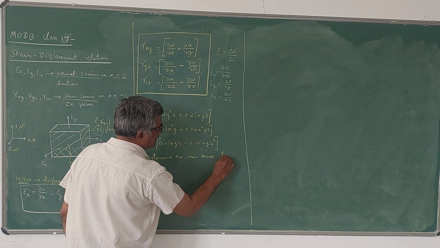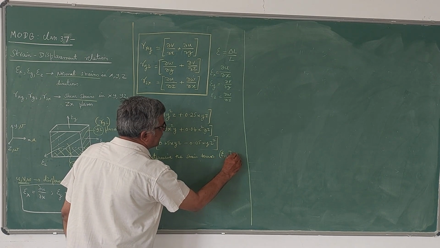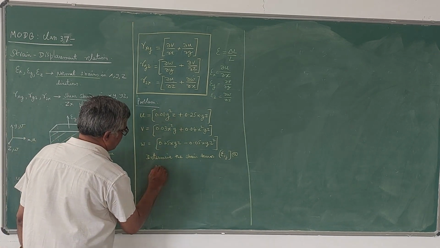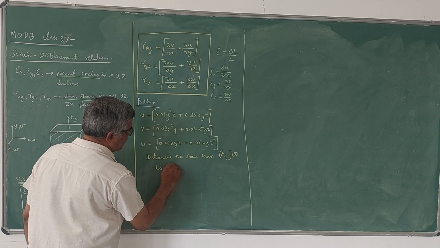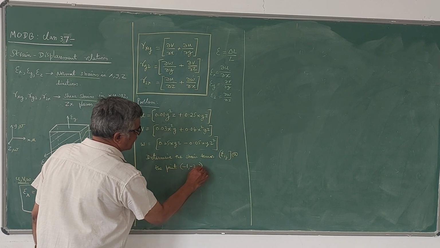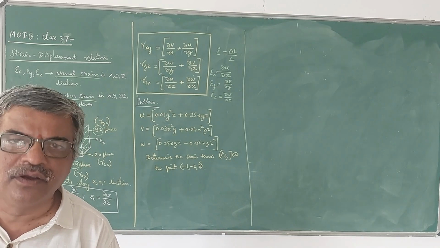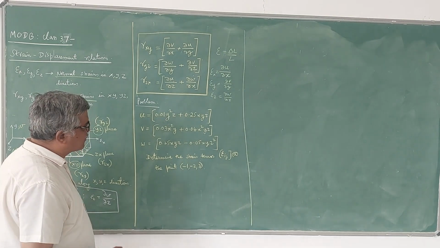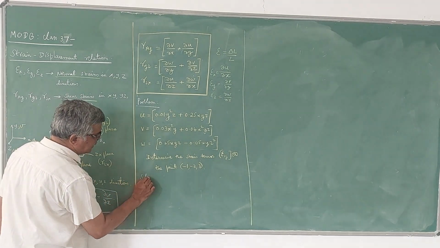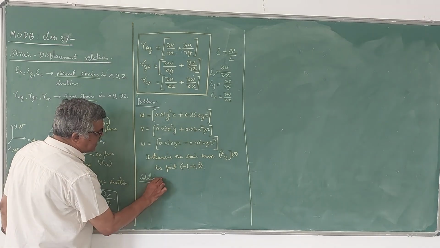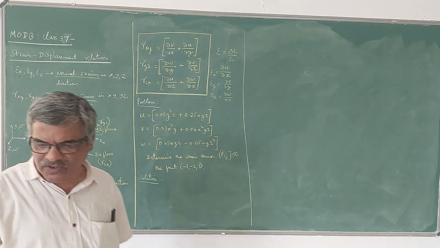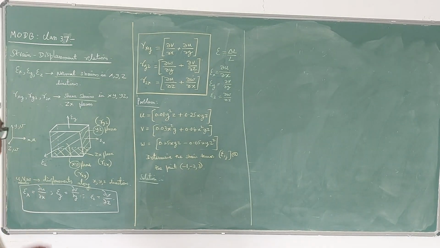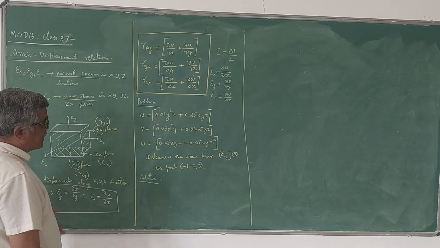Strain tensor is denoted by epsilon ij like this. At the point, he has given the point -1, -2, 3. It means at x is equal to -1, y is equal to -2, z is equal to 3. What is the strain tensor we have to find out? So the solution goes like this. Since he has given u, v, w as functions of x, y, z, if you differentiate them partially with respect to x, y, z, you can get the strain components. Let us see one by one.